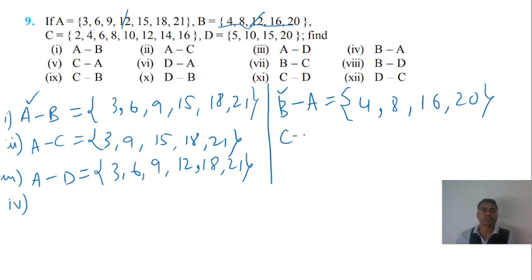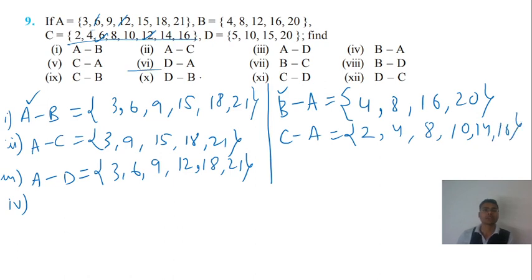Okay, coming to C minus A now. C and A have 12 and 6 common. So we will write all the elements of C that are left in the set C. Okay, set C has 2, 4, 8, 10, 14 and 16.